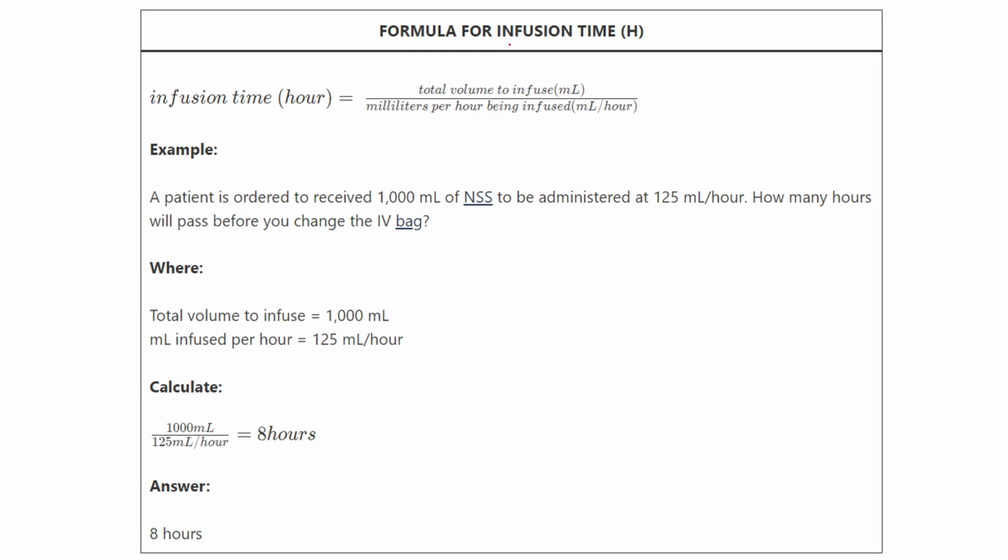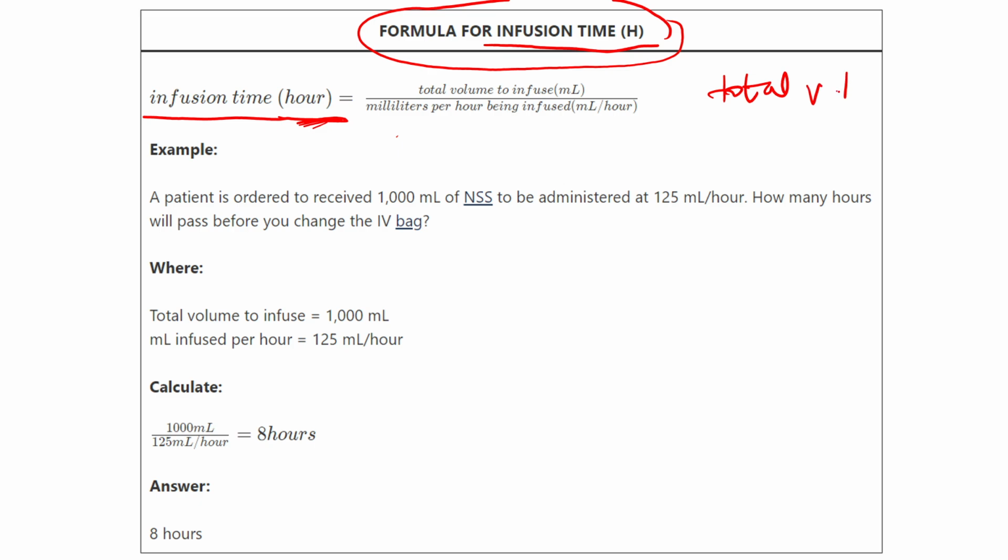Okay, now the formula for infusion time. So how many hours can we administer? Clear. Okay, thanks for the confirmation, Pavitra. Now we are going to find out how many hours we have to infuse. So the infusion time in hours is equal to total volume to infuse in ml divided by milliliters per hour.